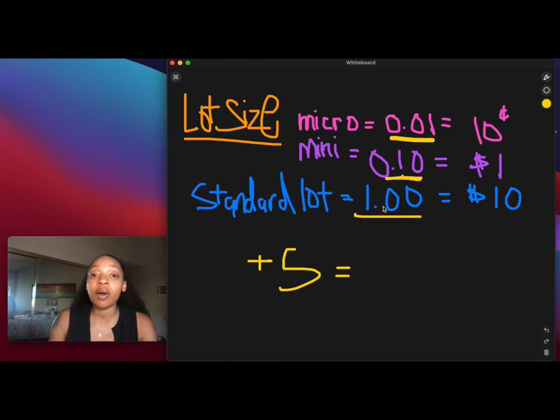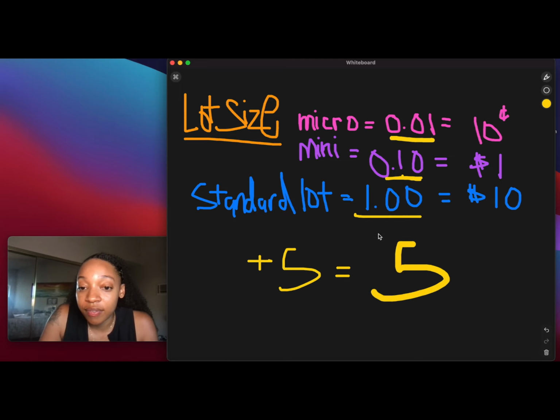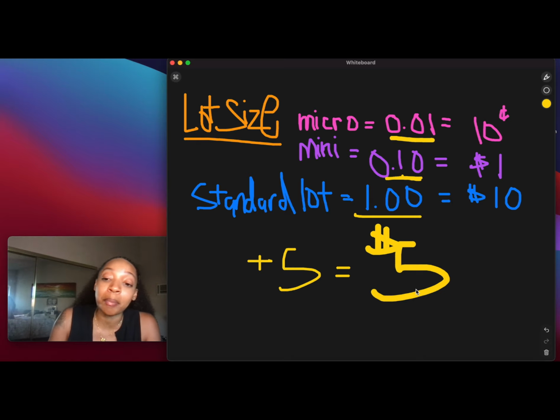Under the mini lot, if you were to gain 5 pips in the market under USD, how much money would you make? Go ahead and drop it in the chat if you know. You would make $5 per pip. Okay, 5 pips, $5. 10 pips, $10. 100 pips, $100. Likewise, if it's going down and you are minus 5 pips, you would be negative $5.